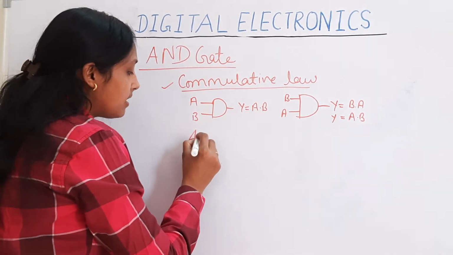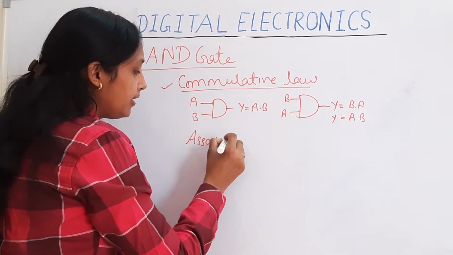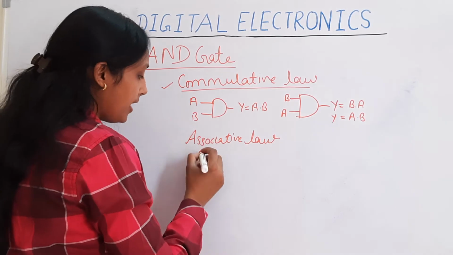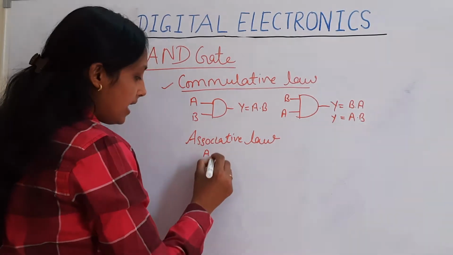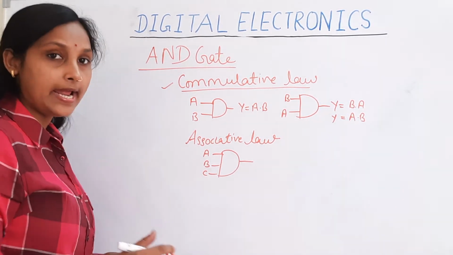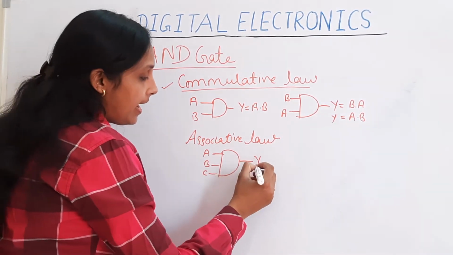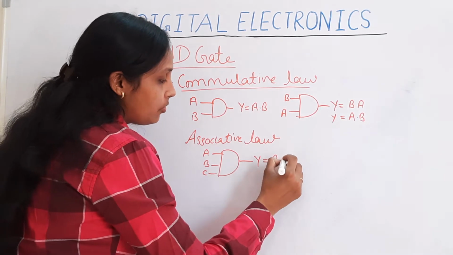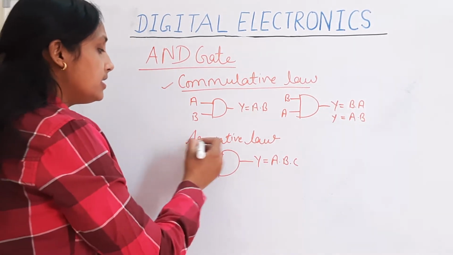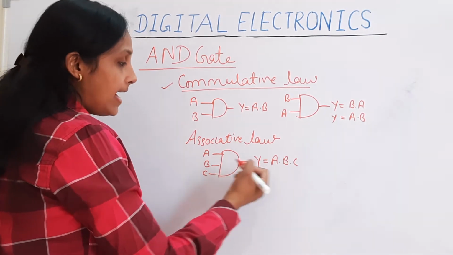Now we will discuss the associative law. What is the associative law? Suppose A, B, C are the inputs of a three-input AND gate and Y is the output, then Y equals A dot B dot C. This is the three-input AND gate.